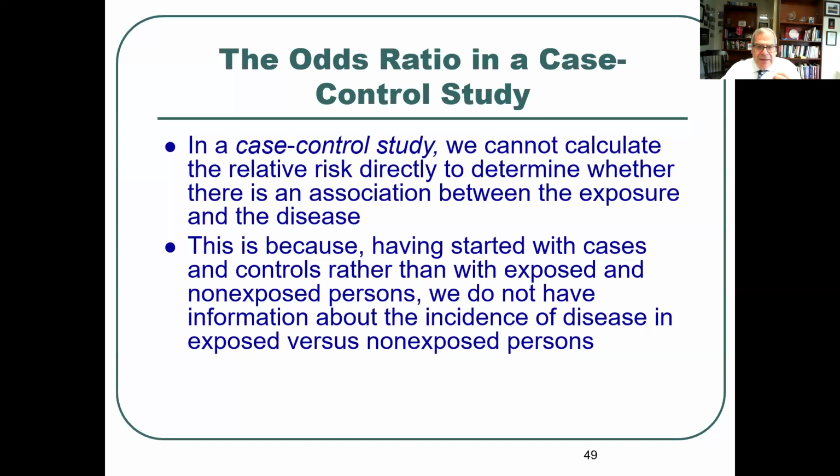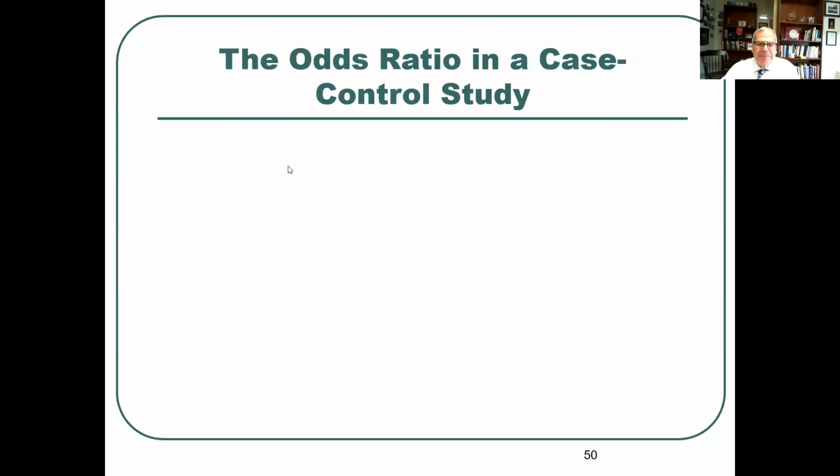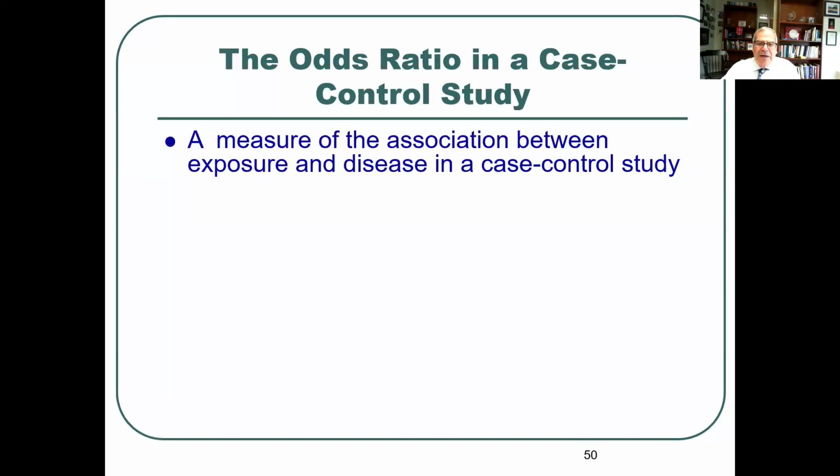And again, you have to start with the cases and controls rather than starting with the exposed and following people, as you would do with a cohort study. Again, the odds ratio is a measure of the association between the exposure and the disease in a case control study.